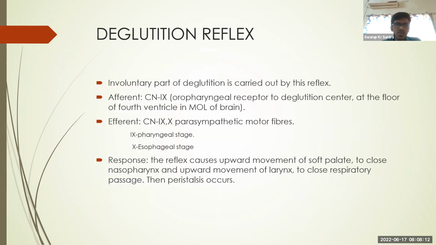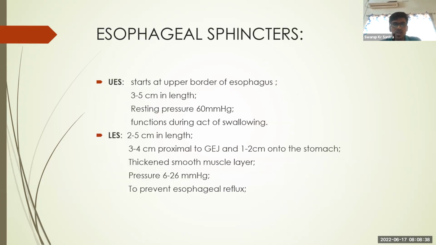This involuntary part of swallowing, that is the pharyngeal and esophageal phase, is basically controlled by the deglutition reflex. The afferent limb is carried by the oropharyngeal receptors via the glossopharyngeal nerve, and the efferent limb by the glossopharyngeal and vagus both. The reflex causes upward movement of the soft palate to close the nasopharynx and upward movement of the larynx to close the respiratory passage. The peristalsis starts in this way.